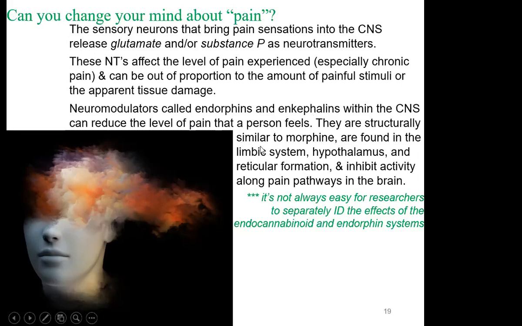Emotions, right? So our emotions can affect the levels of pain. The hypothalamus and the reticular formation can inhibit activity along pain pathways in the brain. The interesting thing about this is when you're looking at these neuromodulators, the endorphins and the enkephalins that will help bring pain down, you guys remember the assignment that I gave you for the endocannabinoid system?